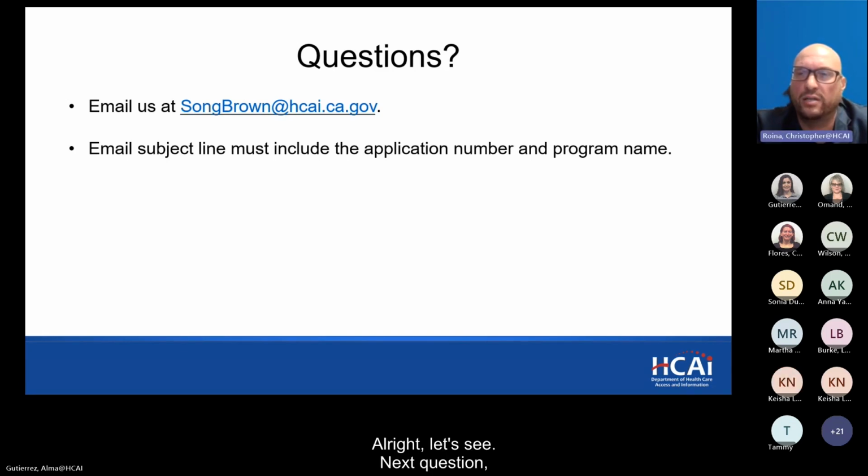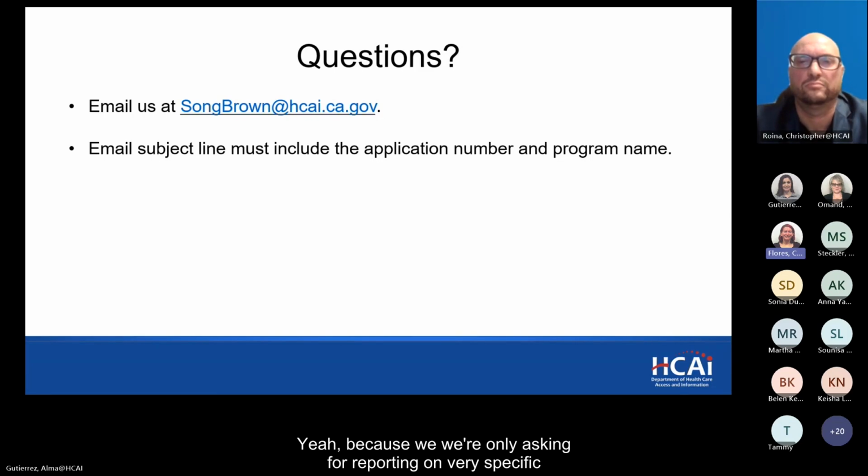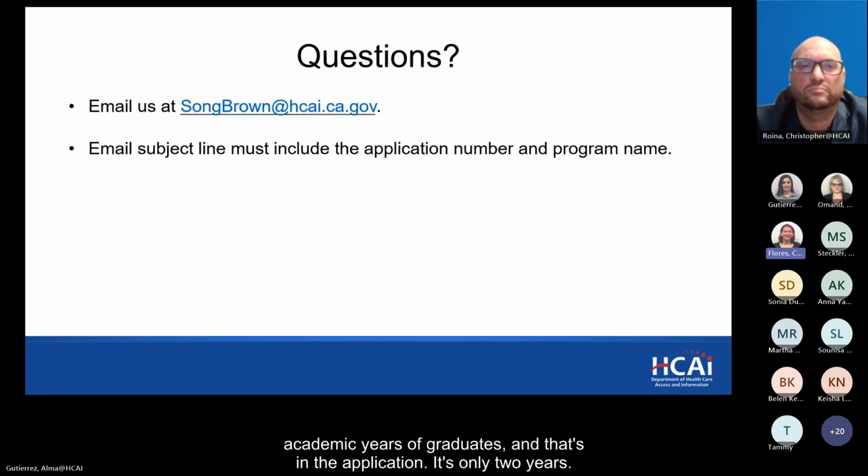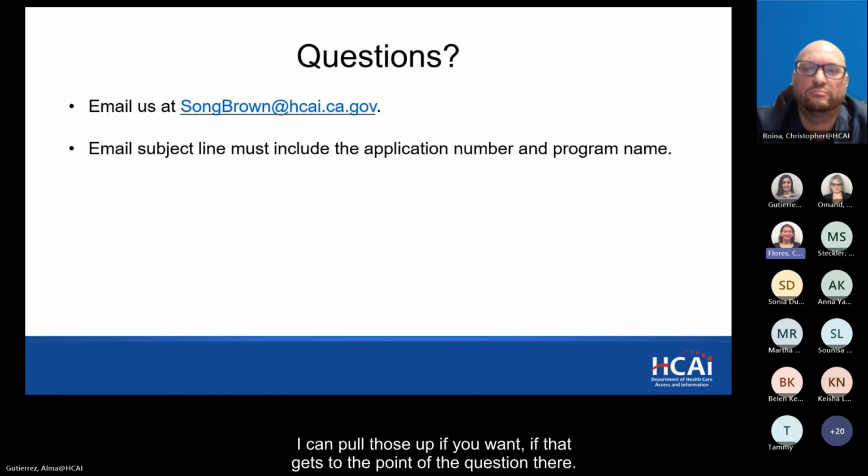All right, let's see. Next question, how far back do we need to provide data regarding job placements? I'm unsure of the question. Do you mean how long are you having to track your graduates? Because we're only asking for reporting on very specific academic years of graduates, and that's in the application. It's only 2 years. I can pull those up if that gets to the point of the question there.